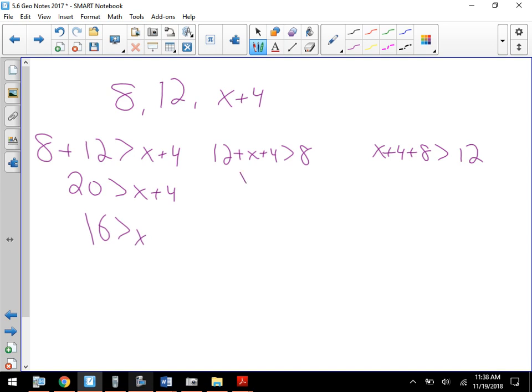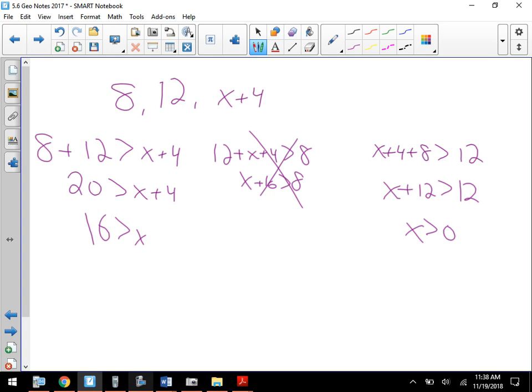Here you're going to wind up with x plus 16 is greater than 8, but that gives you negative, so you don't worry about that. And then the other one, you get x plus 12. Is it okay to have something greater than 0? No. It doesn't say that it equals 0. So the values of x that could work here are anything between 0 and 16.